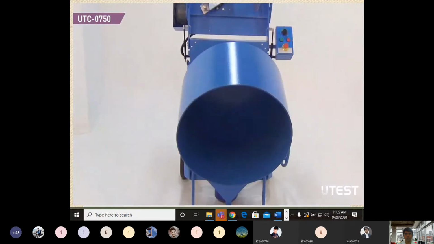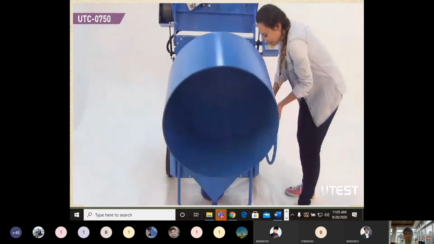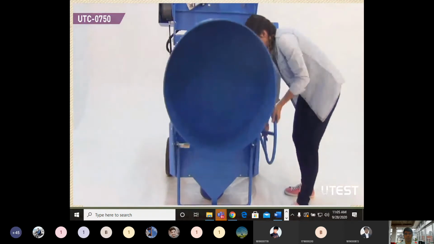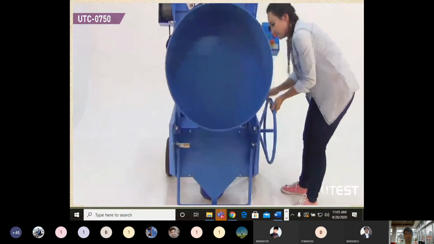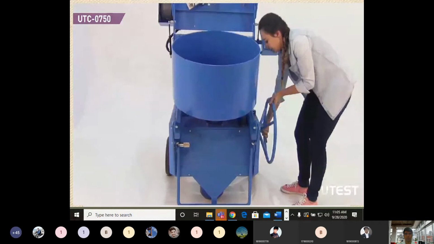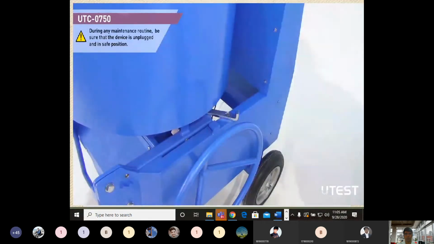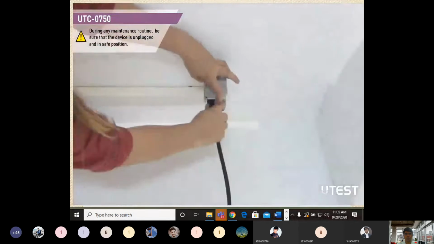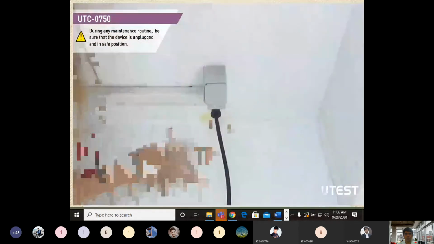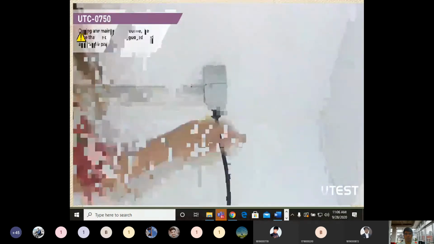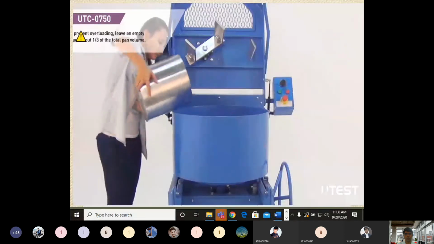Seat the pan to the lifting mechanism. Lower the lift by using the lift wheel on the right side of the mixer. Lock the lifting mechanism. Plug in the power cable while the mixer is in off position and the control knob is in the leftmost position. Pour in the material that is going to be mixed.